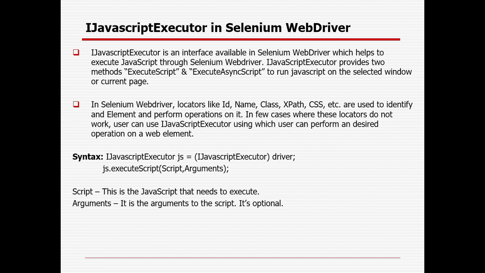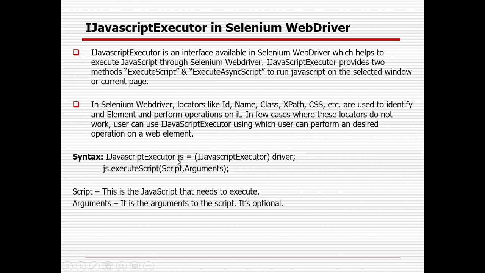In Selenium WebDriver, there can be locators like ID, name, class, partial link text, XPath, CSS, etc., which are used to identify an element and perform operations on it. In few cases where these locators do not work properly, sometimes there can be trouble, right? The locator is not working. So the user can use IJavascriptExecutor, using which the user can perform a desired operation on a web element. There are two methods available, execute script and execute asynchronous script. You can use it. So this is the syntax.